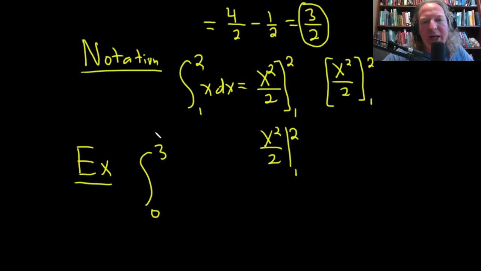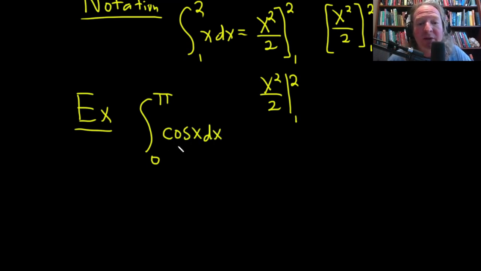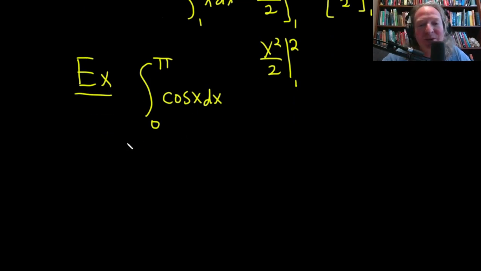Okay. And actually, let's make this a pi. Do a trig function. Let's integrate cosine x with respect to x, dx. So, you know, if we were doing this using the limit process, it would be much more challenging. So thankfully, we can use all of our integration formulas now to compute definite integrals, which is huge.